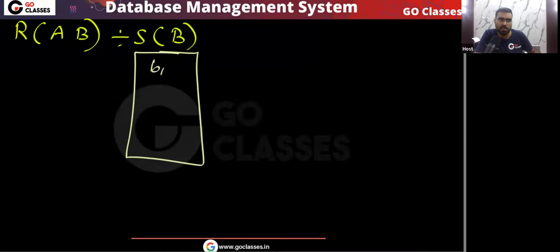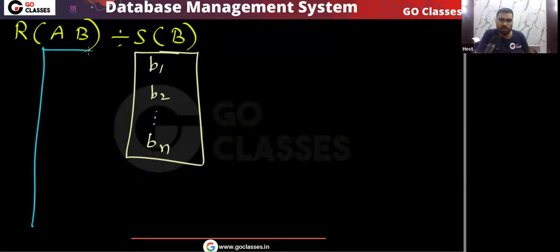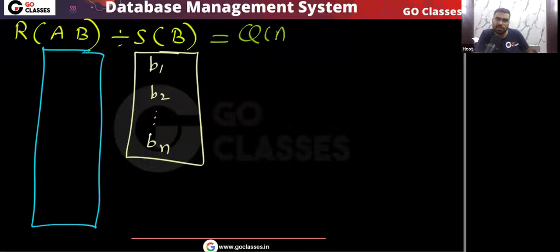Remember, the idea is like this. Let's assume you have R, which has A, B, divided by S, which has B. In S, let's assume you have some B values, like B1, B2, and so on. This is your table R. You already know the result, right? The result will be A values.